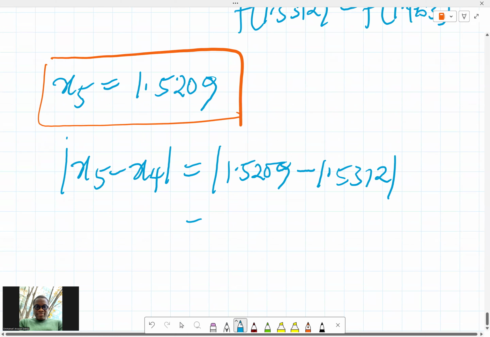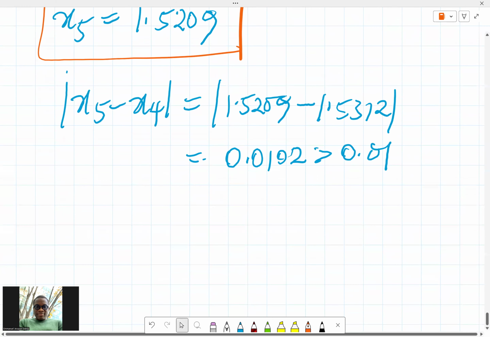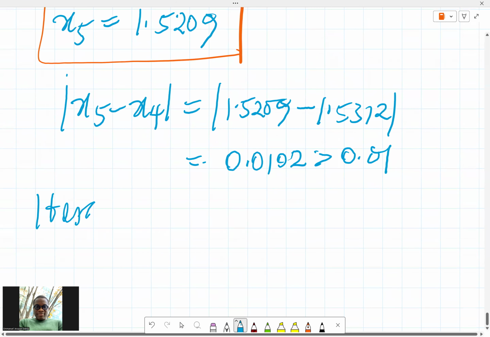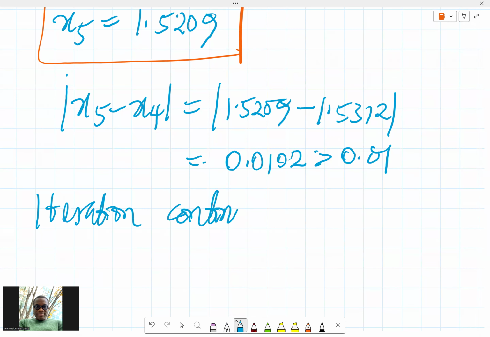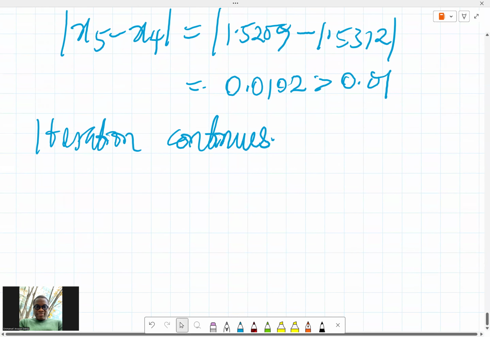1.5312. So this is equal to 0.0102, something close to this. Now this is almost there, but it is still greater than 0.01. So iteration still continues, but we're almost there, right? So we are hopeful. It's converging. That's what that means. It's actually converging.